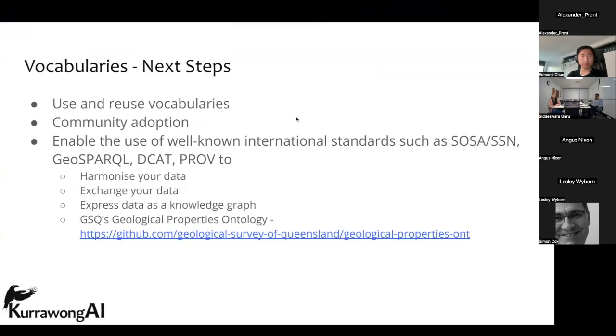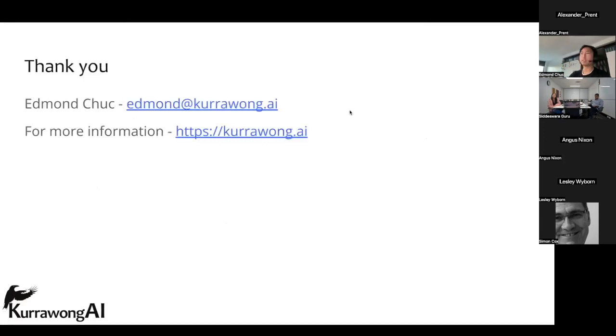So yeah, use and reuse vocabularies, try and get community adoption, and adopting vocabularies brings you to a good state to move on and adopt richer semantic data models that result in knowledge graphs in the end. I think that's it. Thank you for listening.